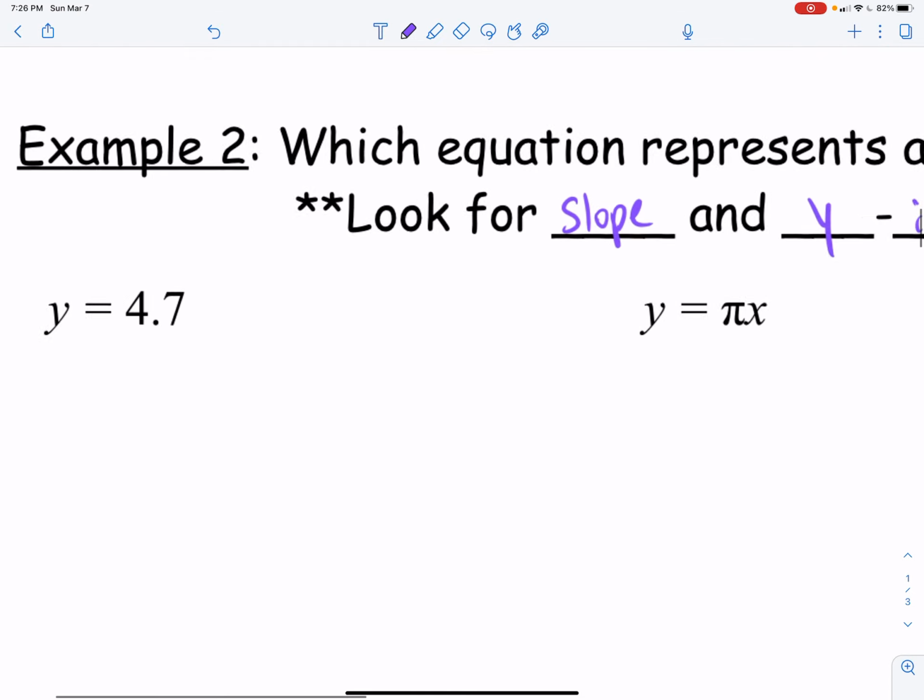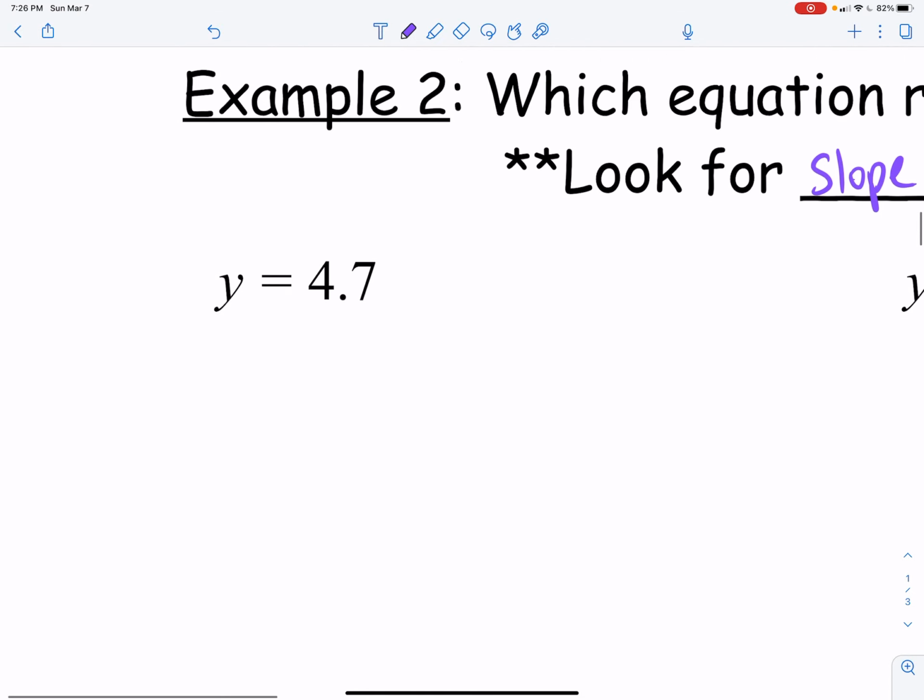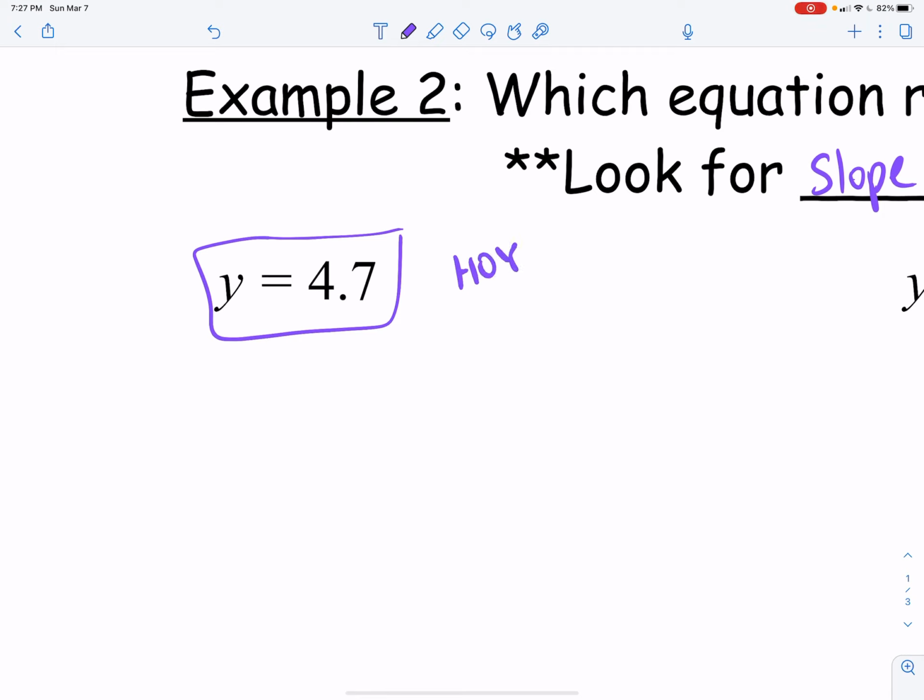Okay, so for example, in this one, can you look for a slope? Some of you may say, no, there isn't a slope, but there actually is. This is a horizontal line, because it's y equals a number, so this has a slope of 0. My y-intercept is 4.7, so this is going to be a linear function.